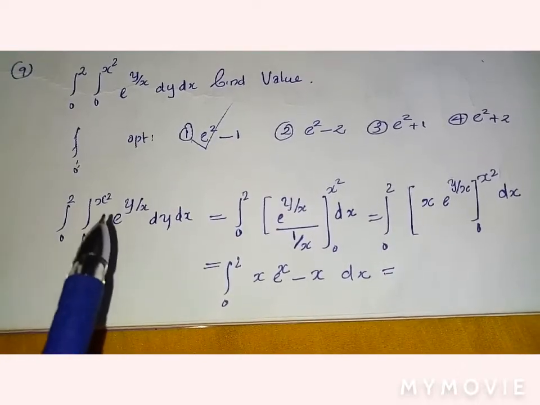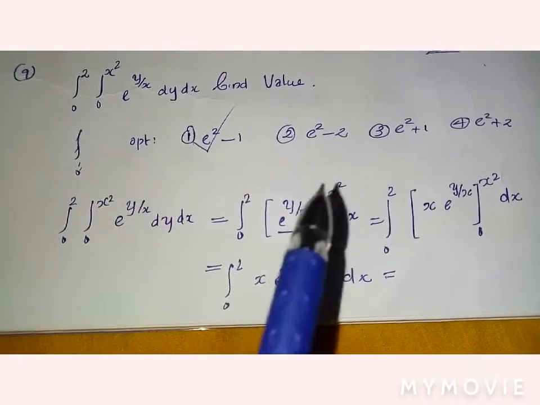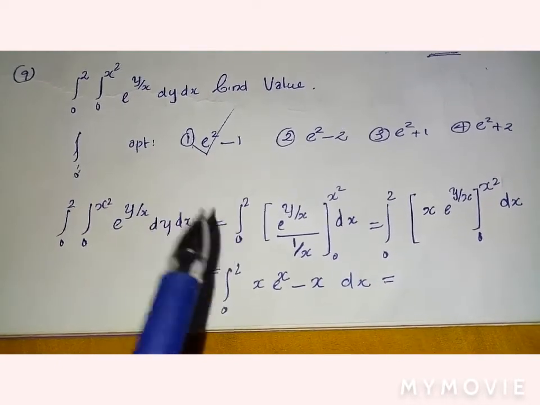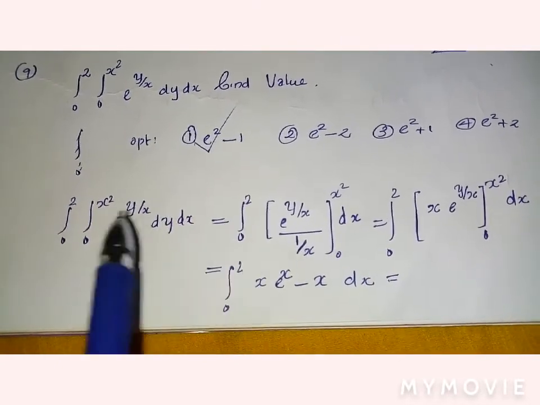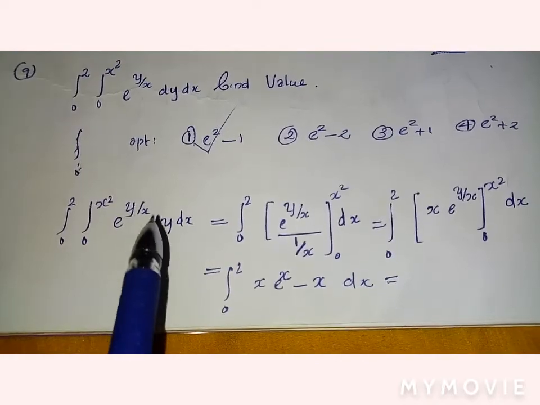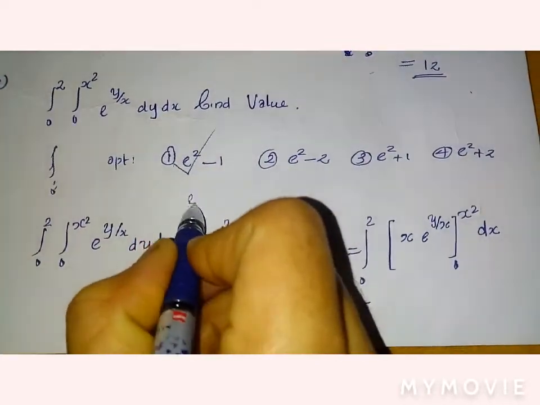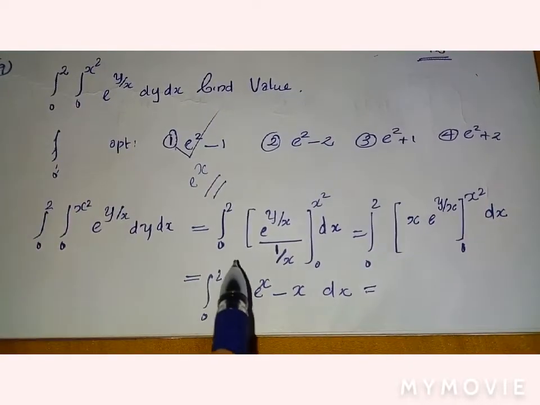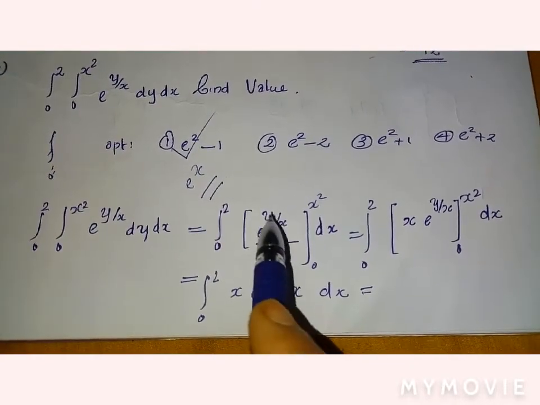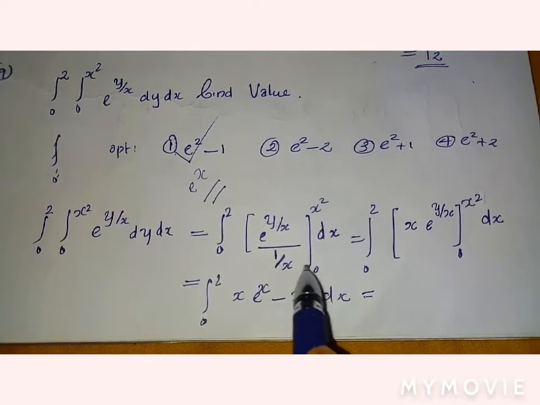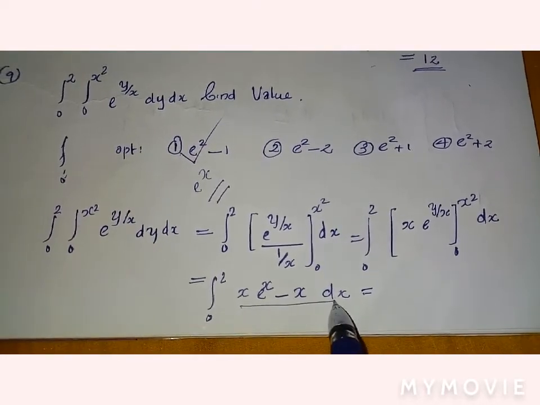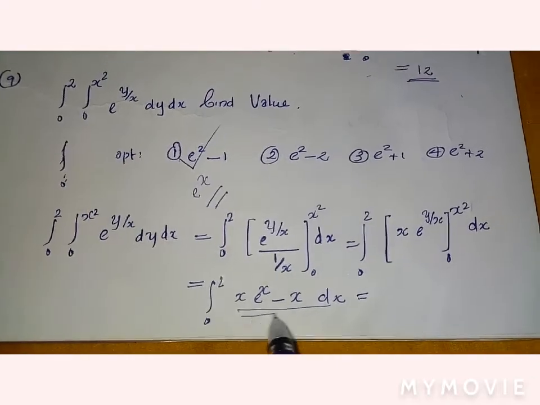Here in this question, you have to integrate first with respect to y. So the integral of e raised to y by x with respect to y is e raised to y by x only, and we divide by the constant in the integration. The constant is 1 by x. Put the limits 0 and x square. After putting the limits x square and 0, we get like this.